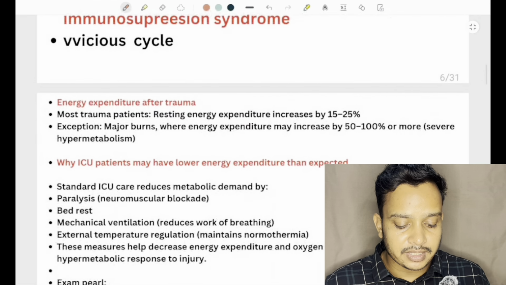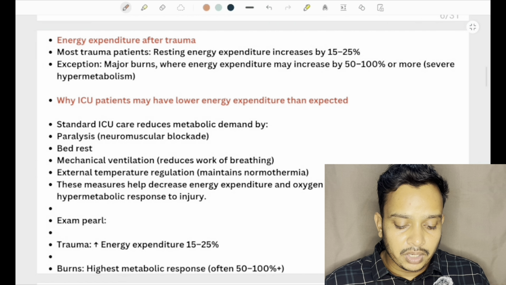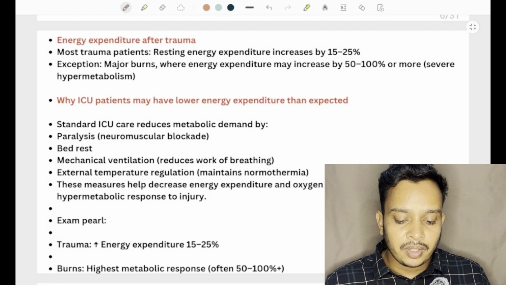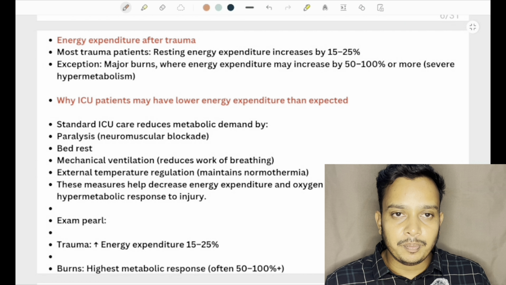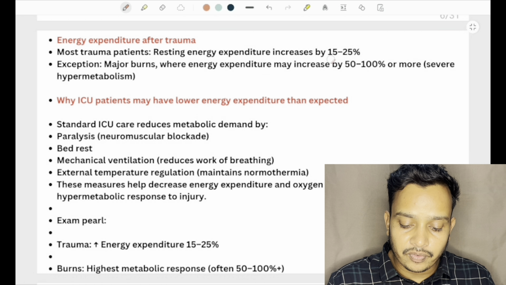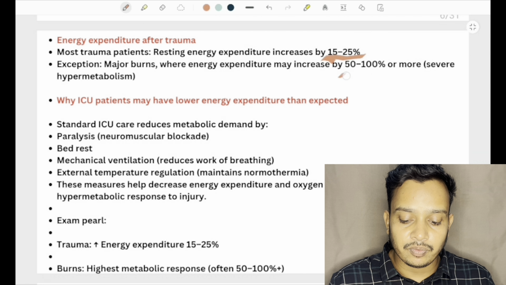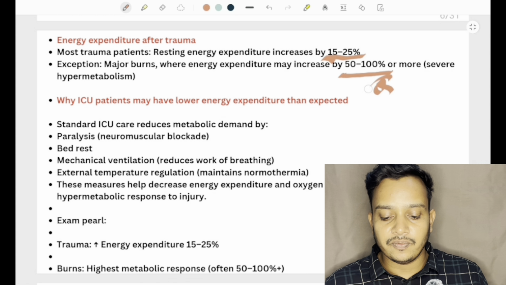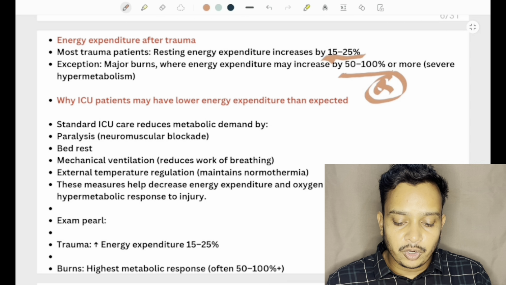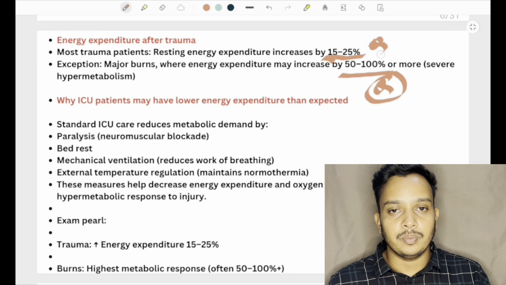Coming to our next topic, energy expenditure after trauma. We have seen the graph in the beginning. Normal resting energy expenditure in a normal patient is up to 10 to 15%. Whenever the patient has any kind of major trauma, the resting energy expenditure will increase up to 15 to 25%. With the exception of major burns or major sepsis, where energy expenditure can reach up to 50 to 100%, the patient will have severe hypermetabolism. But in most trauma patients, energy expenditure is 15 to 25% per day. This is also one of the MCQ points.